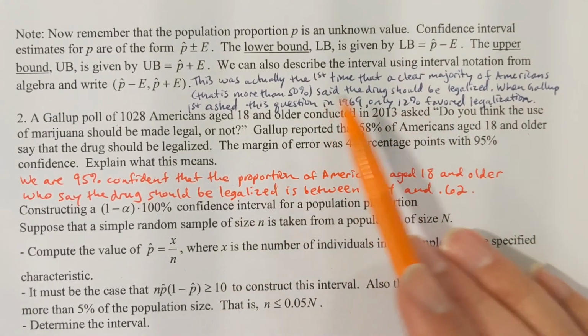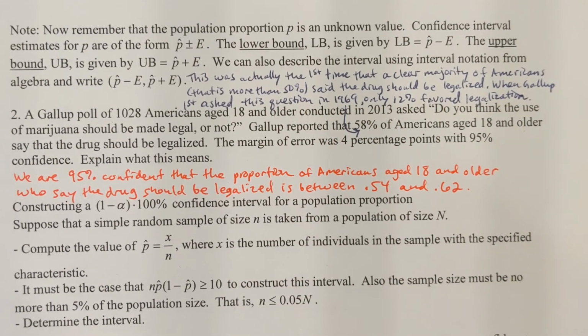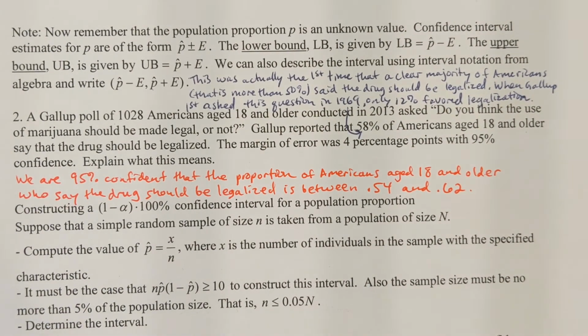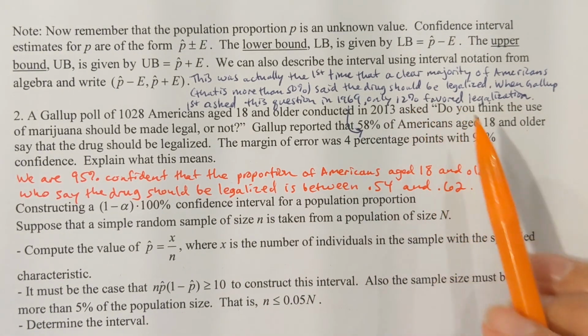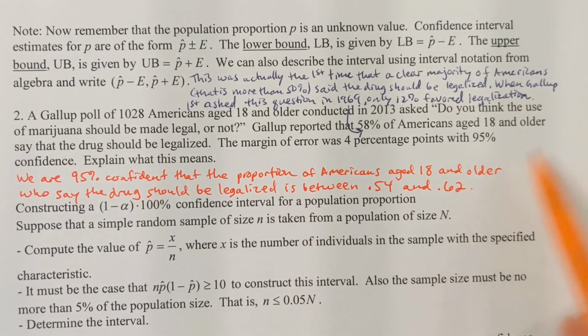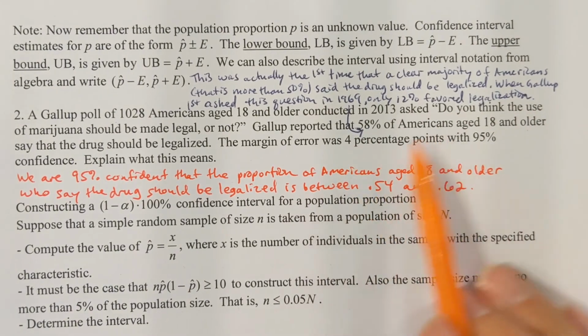I've got a note up above. This was actually the first time that a clear majority of Americans, that is more than 50%, said that the drug should be legalized. Gallup has been asking this question every single year. Some of their questions are hot topic questions, and they ask them often because public opinion changes, and they'd like to see the trends. This question has been asked every single year, going back to 1969. And back in 1969, only 12% had favored legalization. So you can see the trend over time. We're now at 58% in the year 2013.